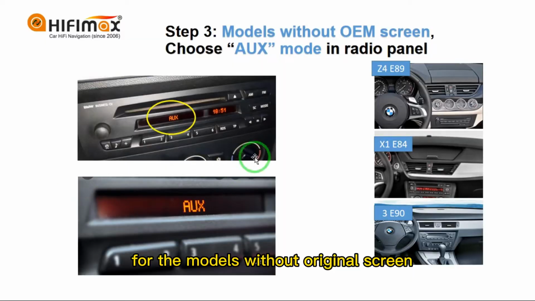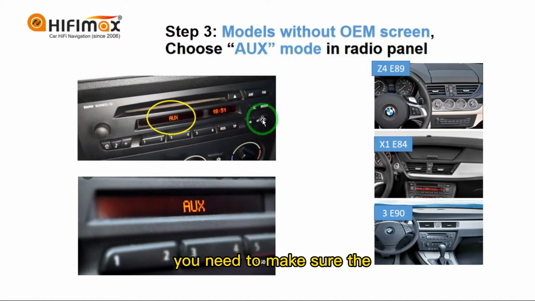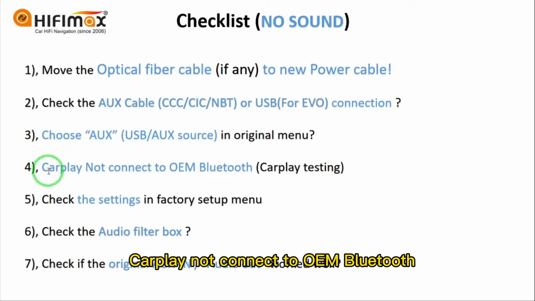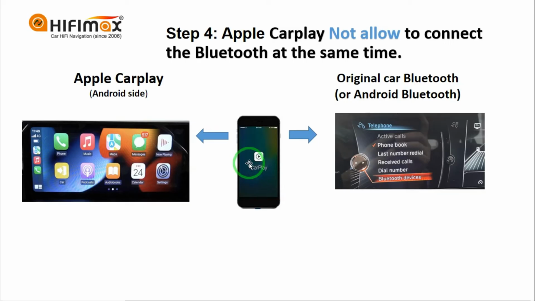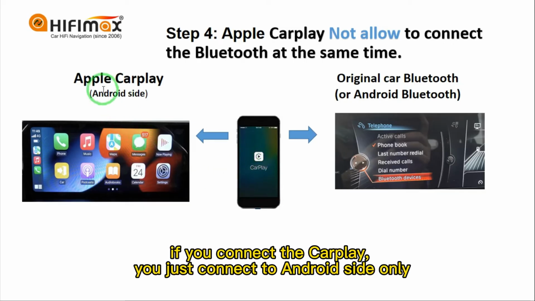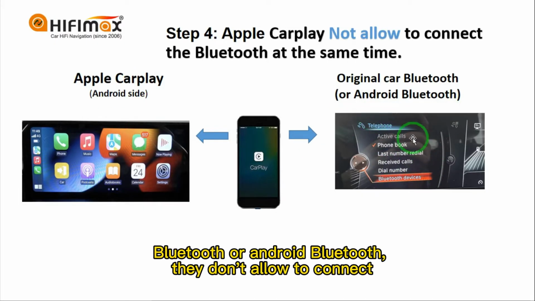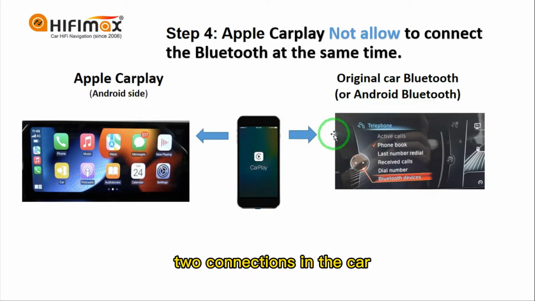For the models without the original screen, you need to make sure of the AUX mode. For CarPlay, do not connect to the OEM Bluetooth. If you connect CarPlay, connect to the Android side only. Don't connect to both the original Bluetooth and the Android Bluetooth. They don't allow two connections in the car.